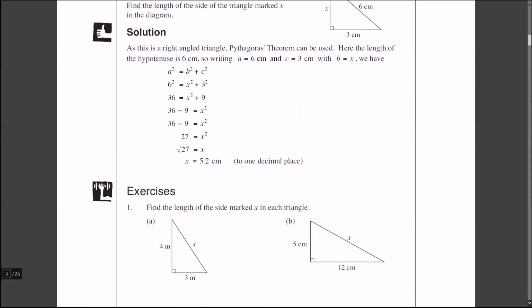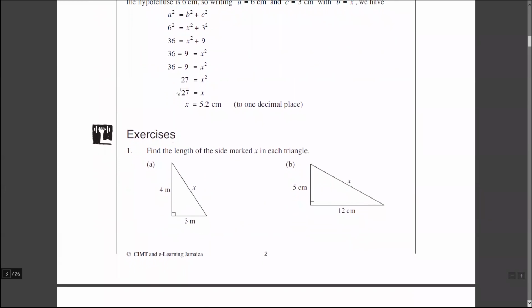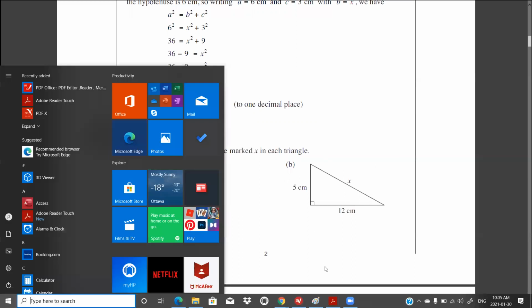So nothing crazy, everything is fine. And then they ask us now to find the length of the side marked x in each triangle. So is it the same setup? I guess I could work an example. All right, so give me a second. Work an example.